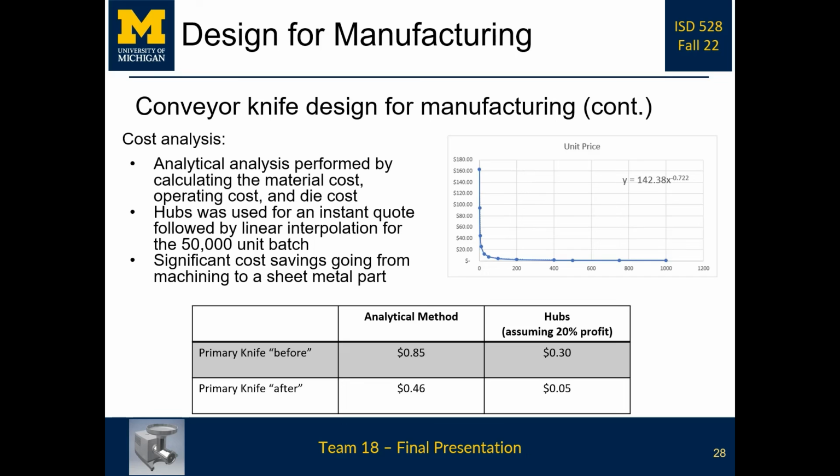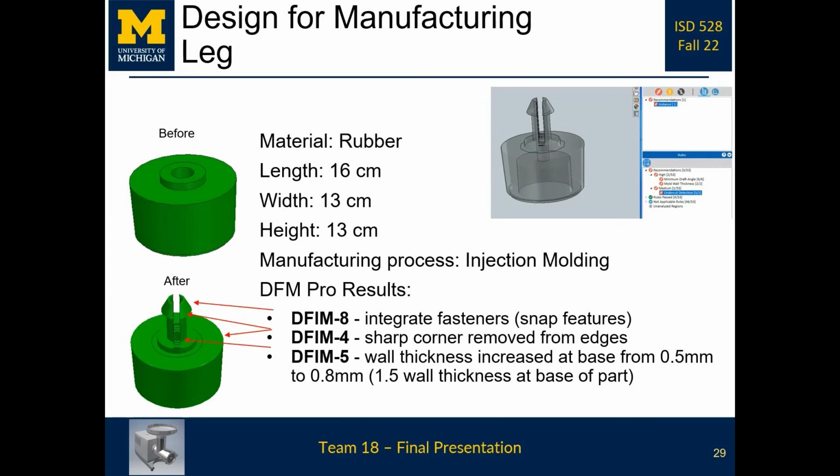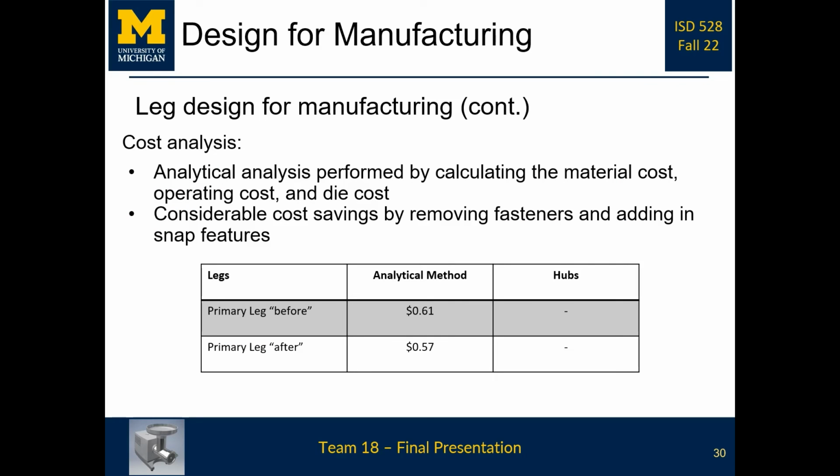For the leg with injection molding as the manufacturing process, the design guidelines that we integrated for optimization were to integrate fasteners, remove sharp corners around the edges, and then ensure that our rib to wall thickness ratio was approximately 60%. With these optimizations in place, we found an analytical savings of approximately 4 cents per part.